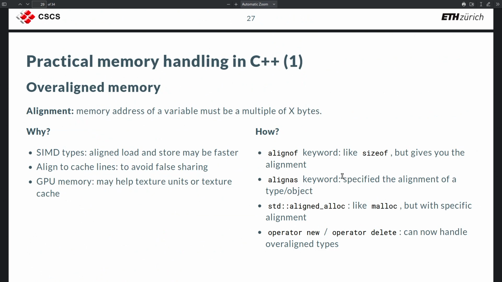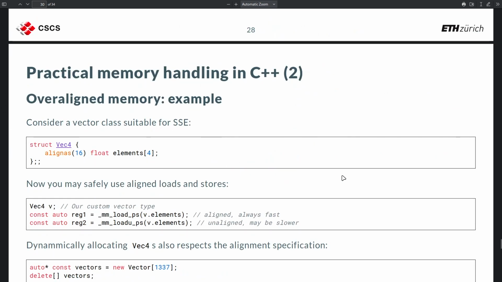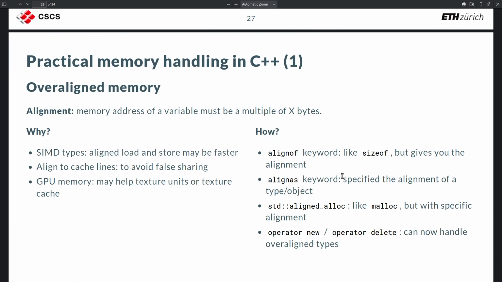Now there is also another keyword, alignof. Alignof can be used to query the alignment of a certain type. So if you include the Intel intrinsic headers for AVX or SSE, then it already has some types declared for you. And if you want to know the alignment of a certain vector type, then you can just use the alignof keyword. It basically works like sizeof, but it doesn't give you the size, it just gives you the alignment.